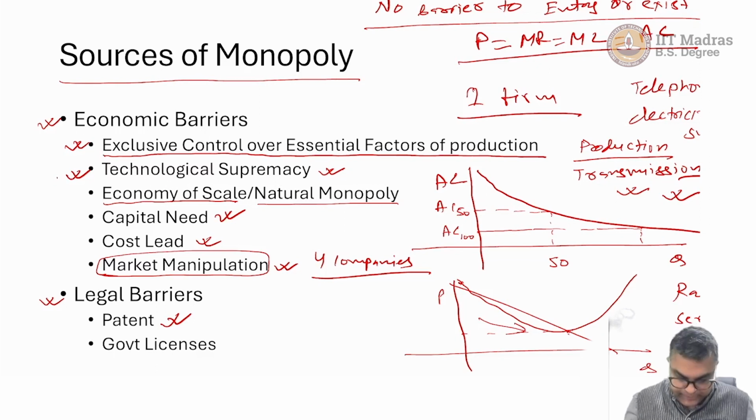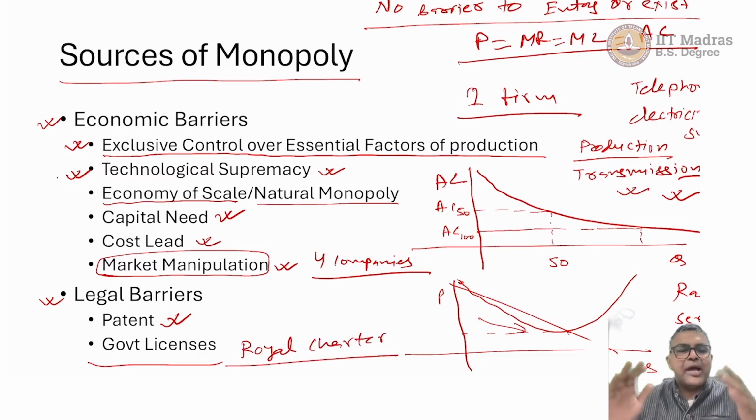Second could be government licenses. Government for some reasons may like to limit competition in the market. Earlier example, royal charters were given in the olden age, that only you have exclusive right to produce this particular item. And once you have that right, of course it disallows others to enter the market. There is only one seller in the market, and therefore that seller is going to be a monopolist.